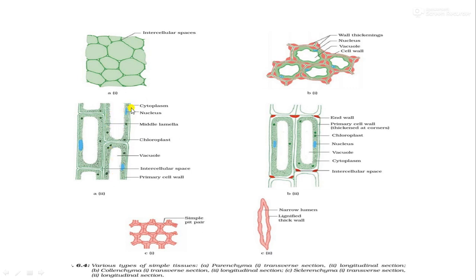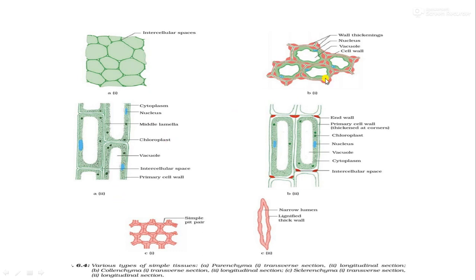Each cell has cytoplasm and a nucleus. The cytoplasm has all the organelles that we have studied in cell structure. In the middle there is a large vacuole, which is present when plant cells mature. Because of the large vacuole, the nucleus and cytoplasm are shifted towards the periphery. This is the intercellular space and the primary cell wall. These diagrams you have to draw in your notebook.